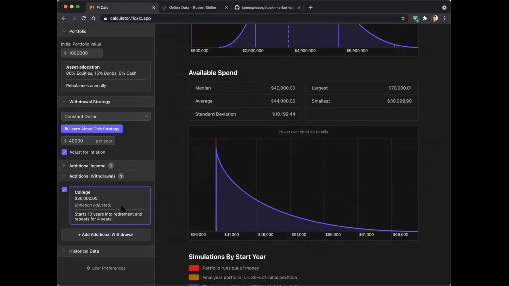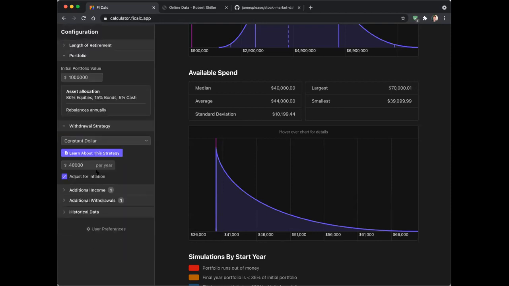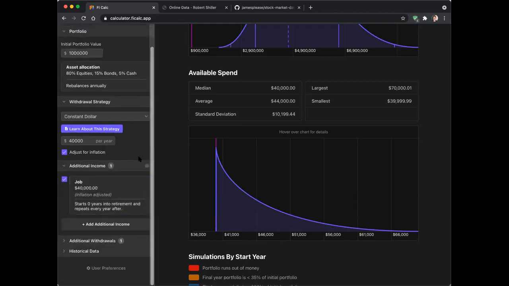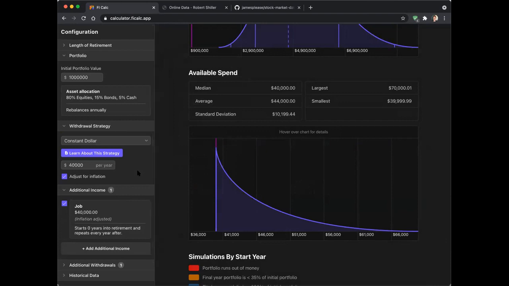And then Rob says, when you say after tax, anything to deal with Roth versus taxable versus tax deferred? So for additional income, these are just assuming that they're just dollars that you're receiving. They would be after tax dollars. There's not really any way to specify things like a Roth or taxable or tax deferred for FI Calc. It doesn't get into the specifics of where your money is.